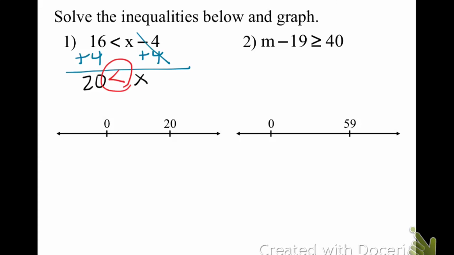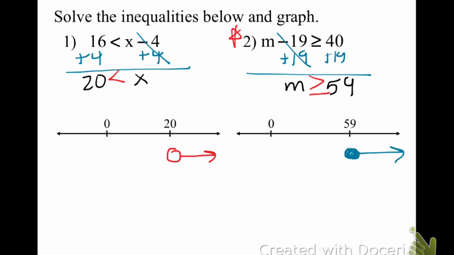Now, because of my inequality sign, I know it's going to be an open circle. Now, 20 is less than x. That means x is the bigger number. So which values for x are getting bigger? We're going to go to the right. Now, go and write down number 2 and go and try to solve it.